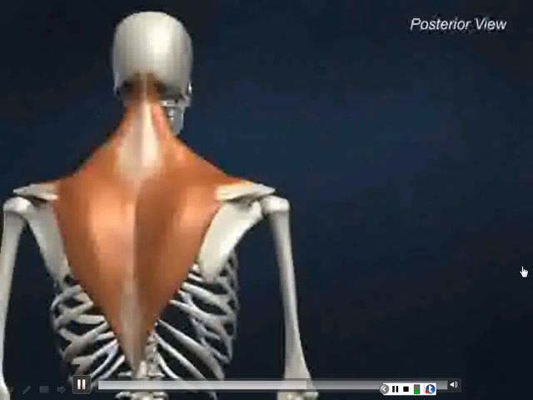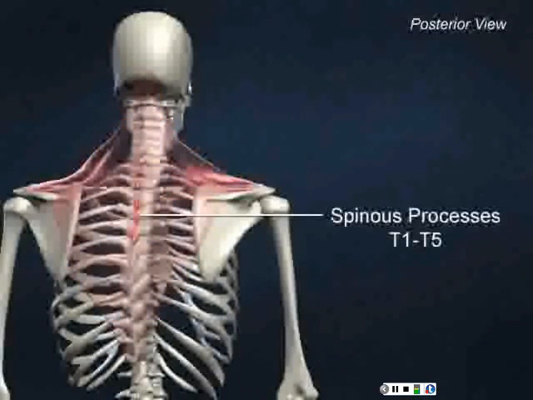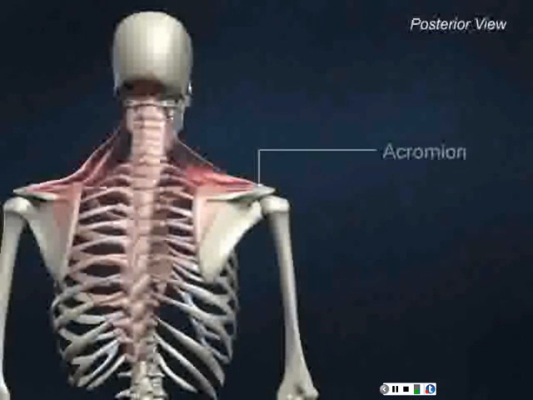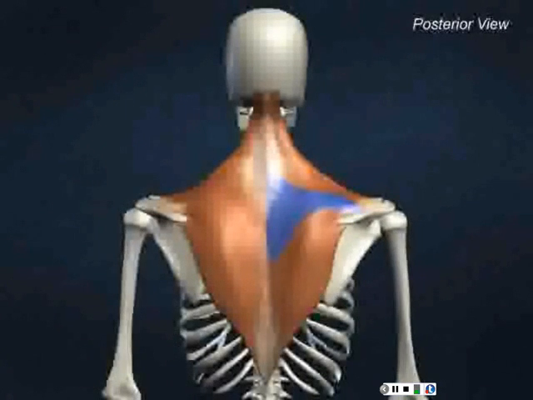The origins of the middle fibers are from the spinous processes of vertebrae T1 through T5. The insertions are to the medial border of the acromion and the superior lip of the spine of the scapula. With the origin fixed, the middle fibers adduct the scapula. This is a gliding movement toward midline. The middle fibers are innervated by the spinal accessory nerve.